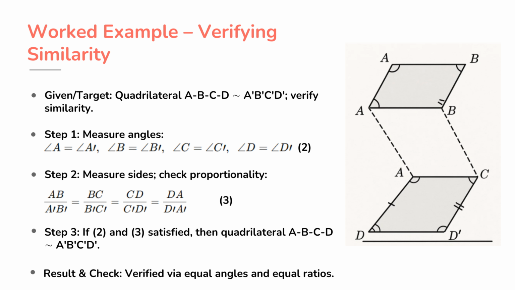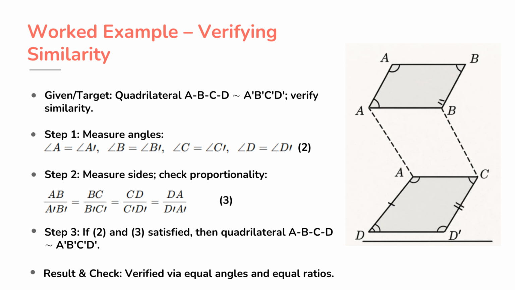Step 3. Verification. If both these conditions are satisfied, equal angles and proportional sides, then quadrilateral ABCD is similar to quadrilateral A'B'C'D'. Symbolically, we write quadrilateral ABCD tilde symbol quadrilateral A'B'C'D'. Finally, the result and check. We verified similarity through equal angles and equal ratios. This proves they are similar by definition, not just appearance.